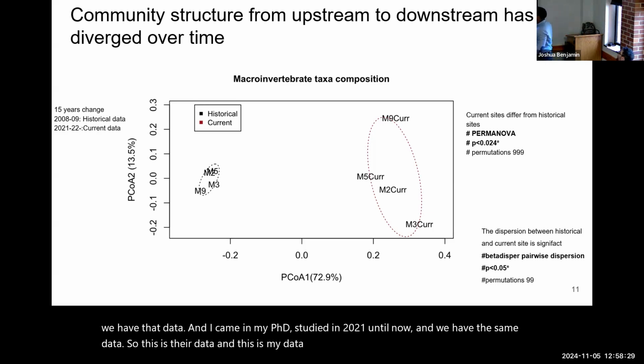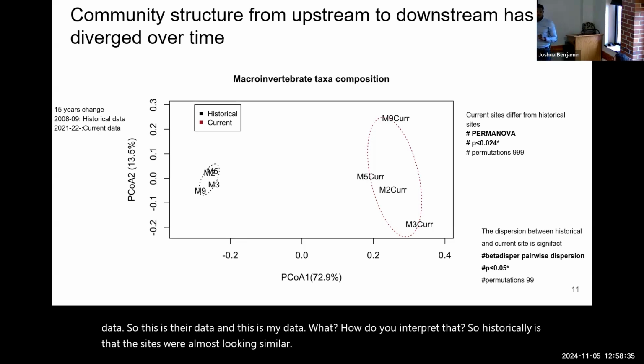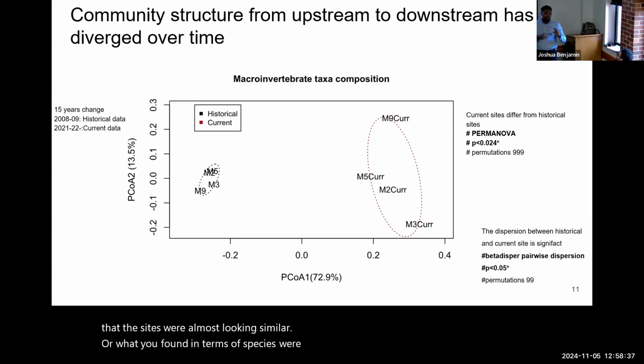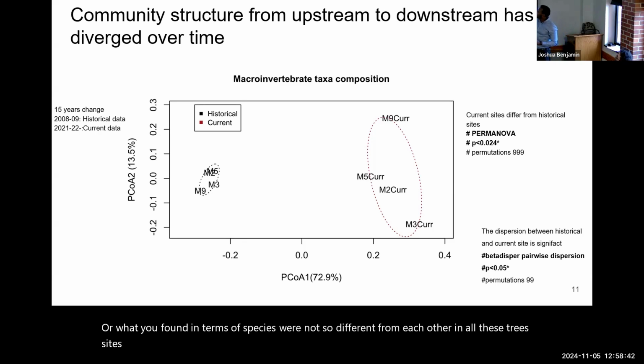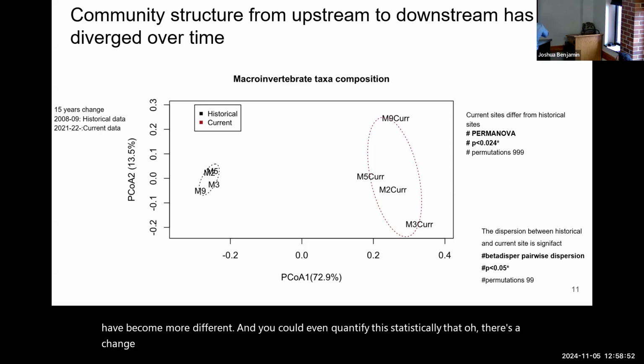How do you interpret that? Historically, the sites were almost looking similar. All that you found in terms of species were not so different from each other across all these sites. Currently, what I'm finding is that these sites have moved further from each other. Things have become more different, and we could even quantify this statistically: there's a change between the historical sampling and the current sampling. Things have changed over time. And this change was even significant when we tested it.